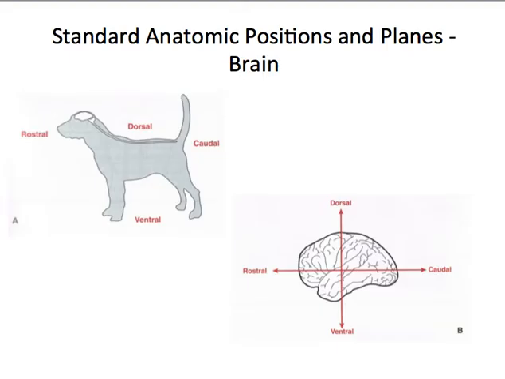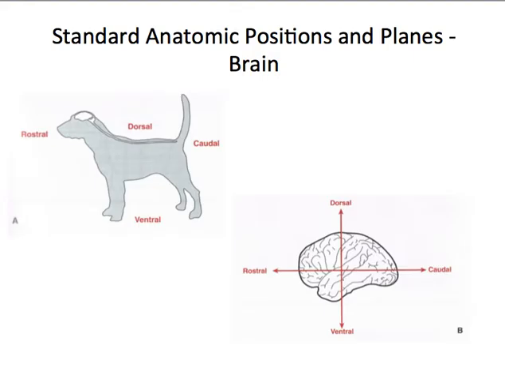Rostral and caudal get a little confusing when you take the dog from a four-legged position and you stand them up. So here in this photo, what you see is the dog in a four-legged position with all four terms. And if you do that in terms of the brain, then you keep the brain picture in your head like the four-legged dog. So toward the front of the brain here would be toward the nose, toward the back would be caudal, toward the top would be dorsal, to the bottom would be ventral.